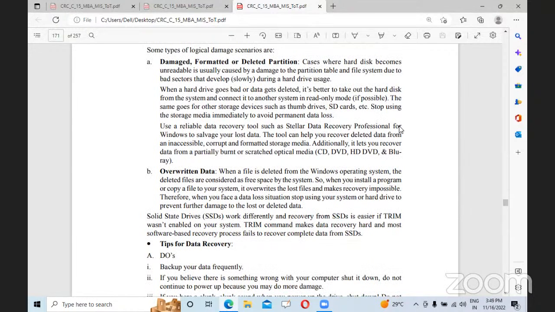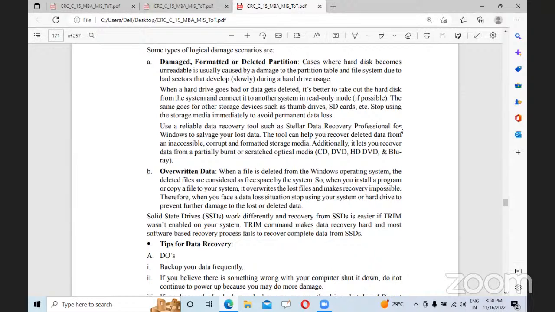Cases where the hard disk becomes unreadable are usually caused by damage to the partition table and file system due to bad sectors that develop during hard drive usage. When a hard drive goes bad or develops bad sectors, it is better to take out the hard disk from the system and connect it to another system in read-only mode. The same goes for other storage devices such as thumb drives and SD cards. Stop using the storage media immediately to avoid permanent data loss.